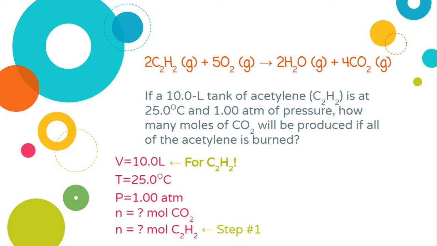It's going to be really common in these volume to mass problems to have to do more than one step. So step 1 is going to be to find out how many moles of acetylene I have. Step 2 is going to be using our regular old-fashioned stoichiometry to figure out how many moles of carbon dioxide that is going to produce. So, looking at what we know, we have volume, temperature, and pressure, and we want to know moles.